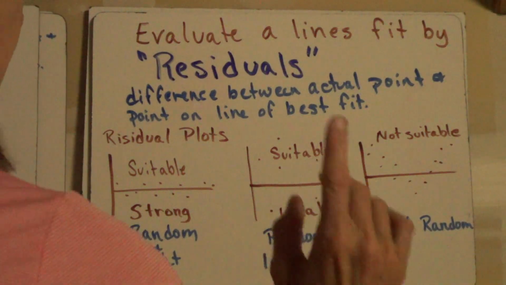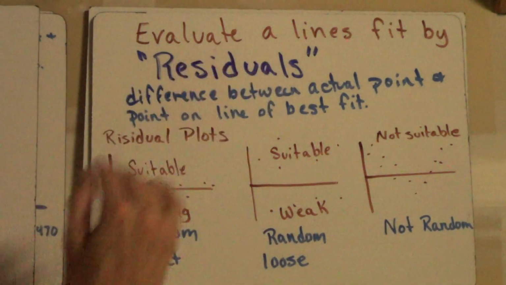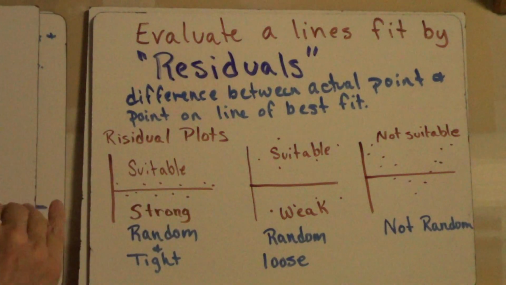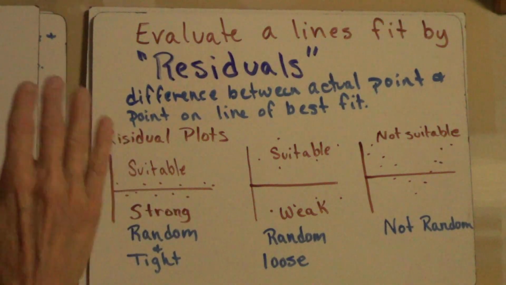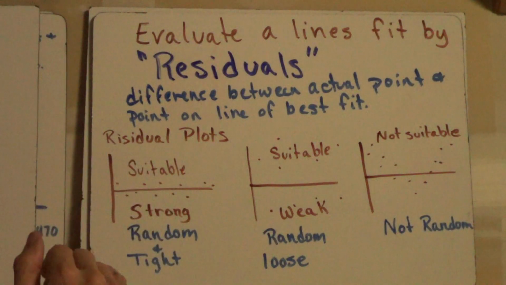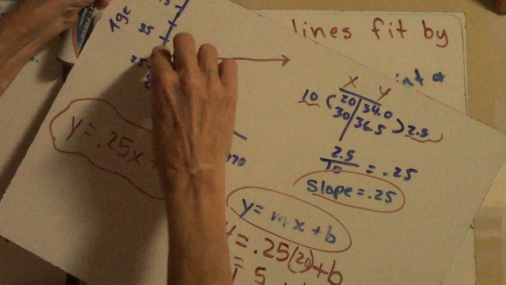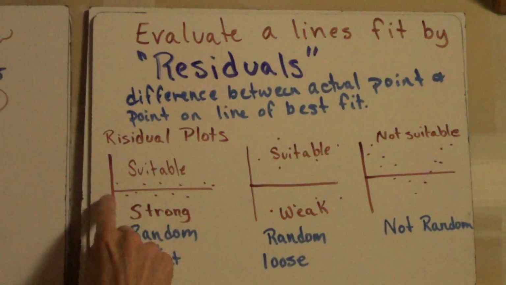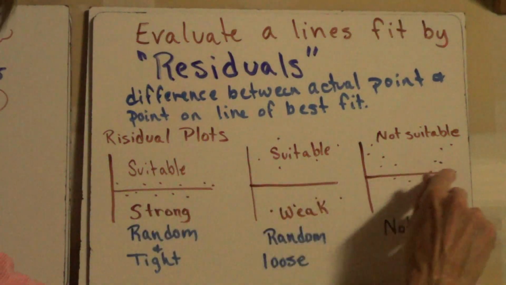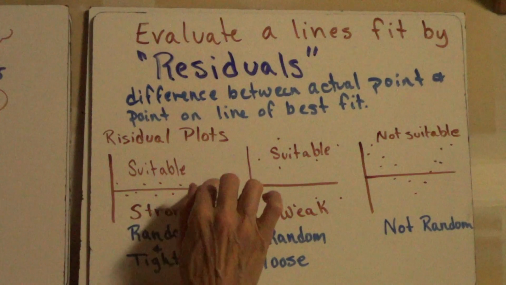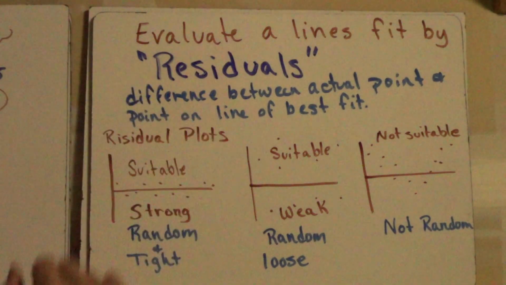Now to evaluate our line of best fit, we look at residuals. Residuals are the difference between the actual points and the points on the line of best fit. So if we zoomed in here and just turned this sideways and just looked at how the points are fitting on it, that's when we would get these residual plots. We're just looking at the line of best fit and how far the points are from it. We're doing like a close-up.